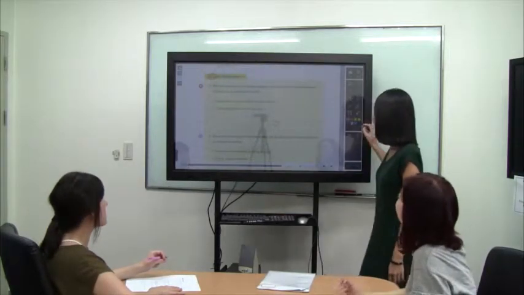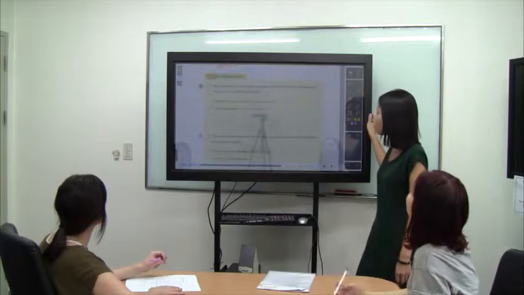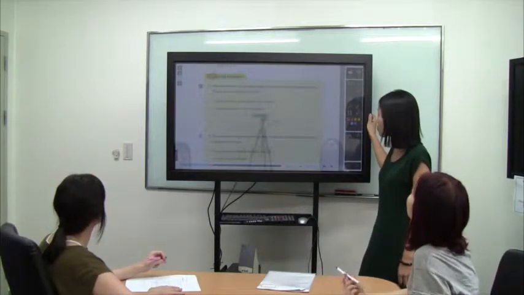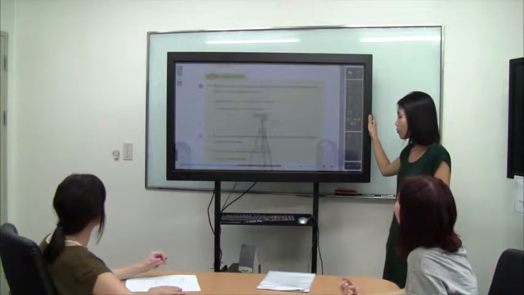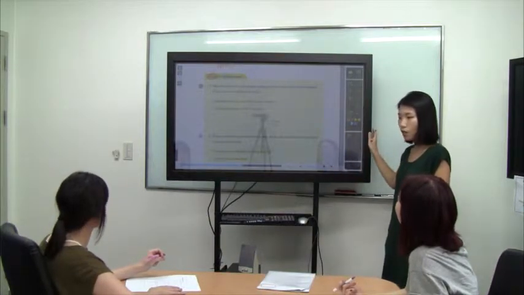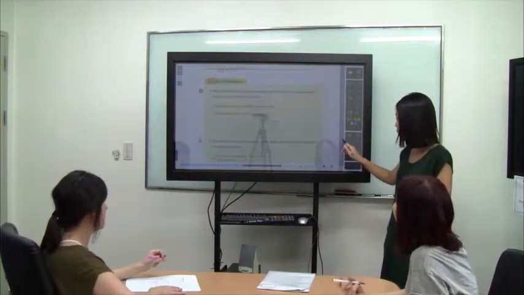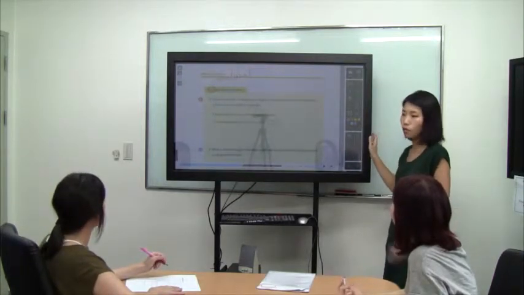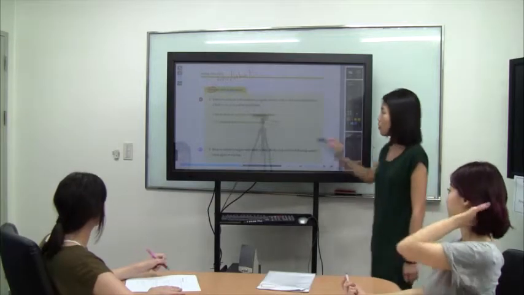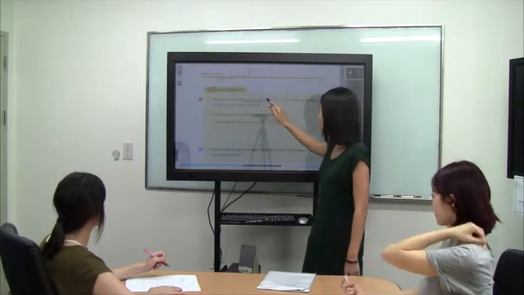1. When the subject is third person singular and the verb is in the simple present, a final S or ES is added to the verb. Okay, it sounds very complicated, so let's break it down. What kind of subject are we looking at in number 1? Megan? Third person singular.